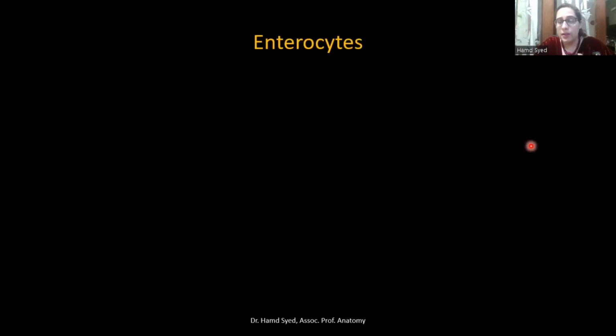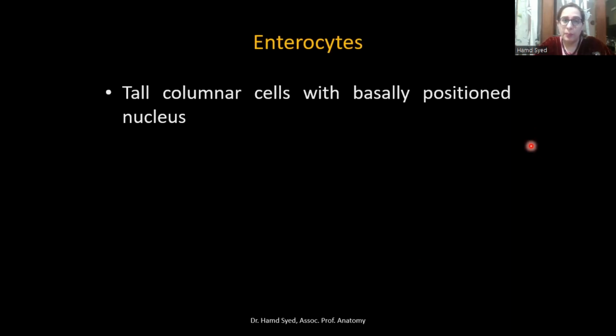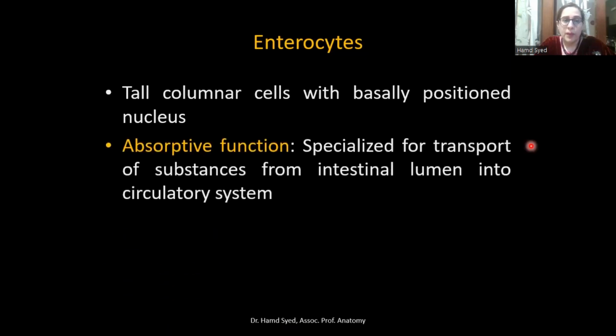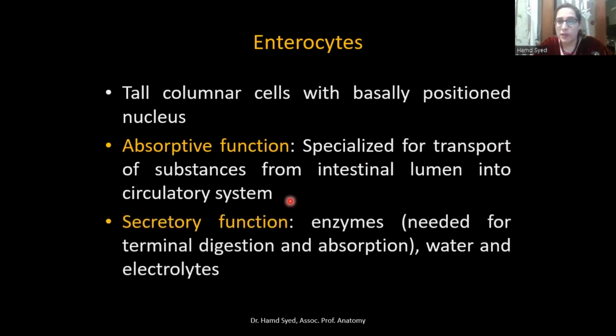Now let's discuss these cells a little in detail. Let's talk about the enterocytes or the absorptive cells in the lining epithelium of the villi. These are tall columnar cells with basally positioned nuclei. And their function is absorptive. They transport substances from the intestinal lumen into the circulatory system, that is the blood capillaries and the lymph capillaries. But they also have a secretory function. Keep that in mind. They secrete enzymes needed for terminal digestion and absorption, plus they also secrete water and electrolytes.